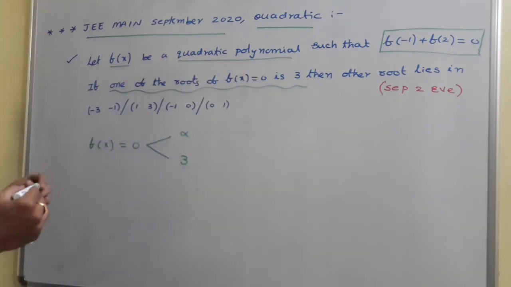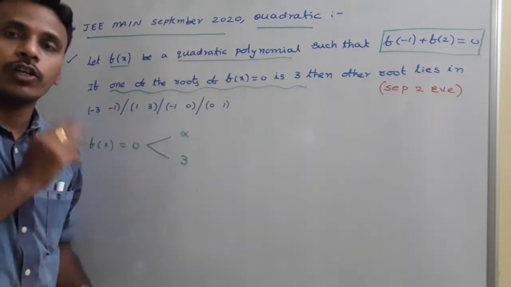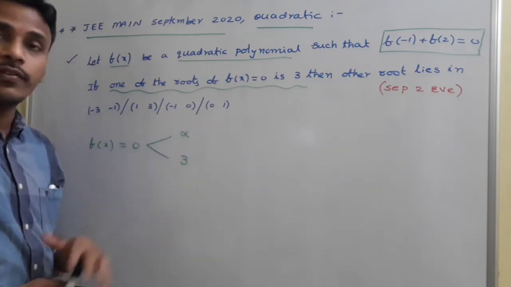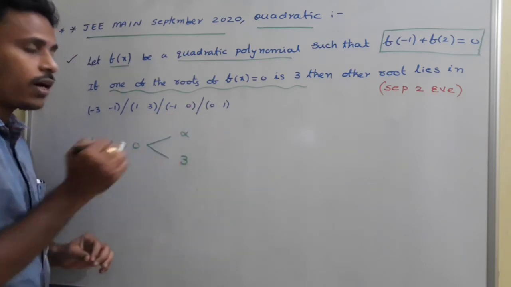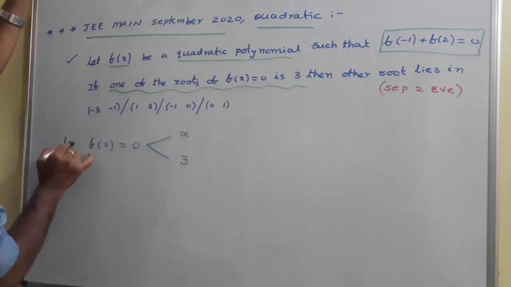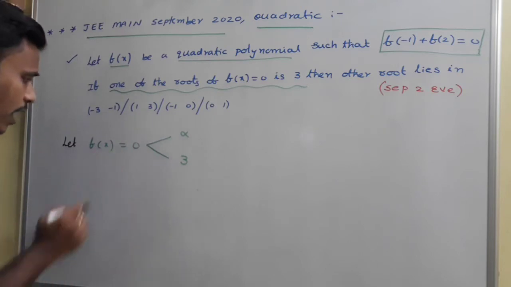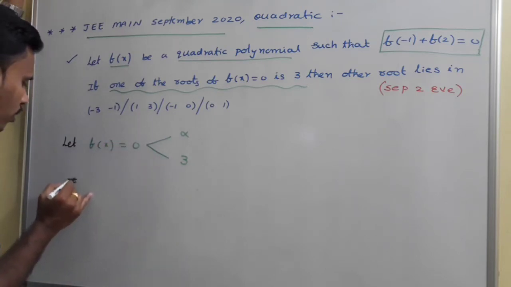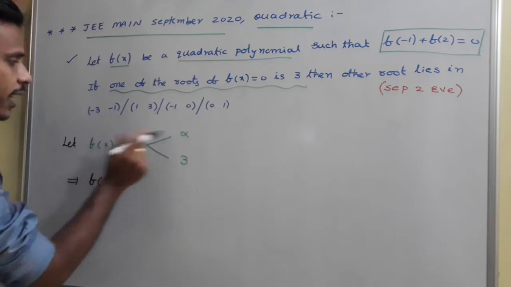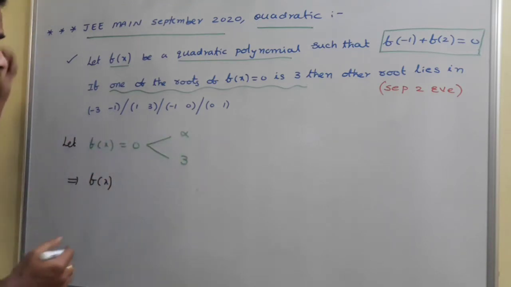Is it clear? f of x is a quadratic polynomial, so for sure it has two roots. One root it is given as 3, and the other we need to find. So alpha and 3 are the roots. Initially you just let it like that: f of x equals 0 has roots alpha and 3. Since alpha and 3 are the roots, it is very clear that x minus 3 and x minus alpha are the factors of this f of x.